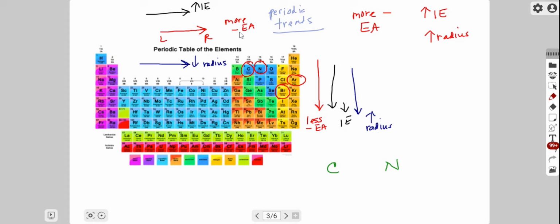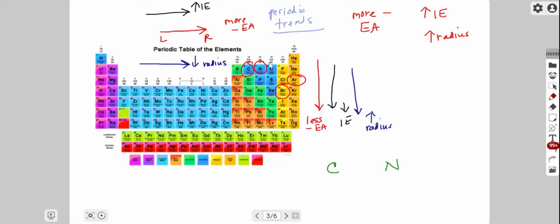Electron affinity is the energy usually released when we add an electron to an atom. And as we move left to right, in general, we see more energy released or more negative electron affinity. And as we move top to bottom, generally speaking, we see a decrease or less energy released in terms of electron affinity.